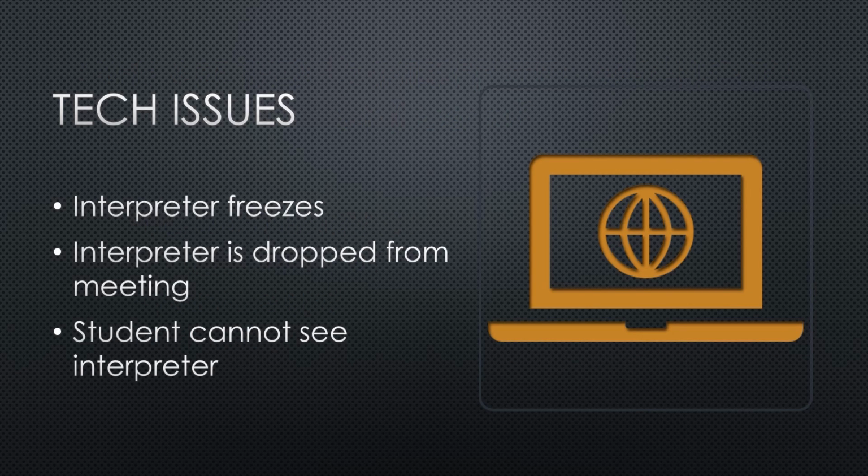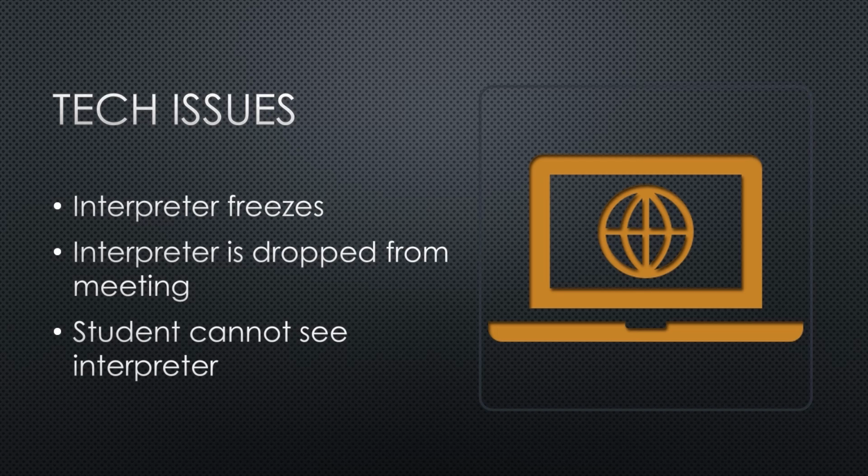Here are some solutions to frequent issues which can arise during a lesson via video conferencing. If the interpreter freezes, be patient and give the system 10 to 15 seconds to unfreeze before investigating further. If the interpreter is kicked out of the meeting due to connectivity issues, allow time for the interpreter to log back in. In the meantime, use the chat feature to communicate with the DHH student. If the student cannot see the interpreter, the student may need to log off and log back in. Communicate this via the chat feature.